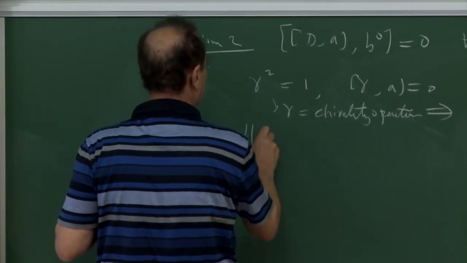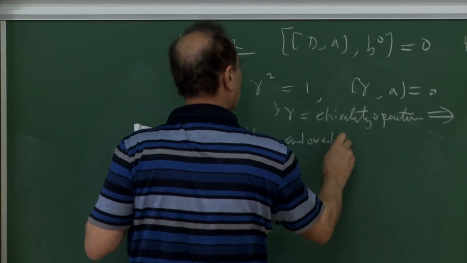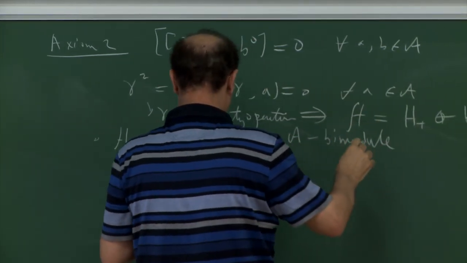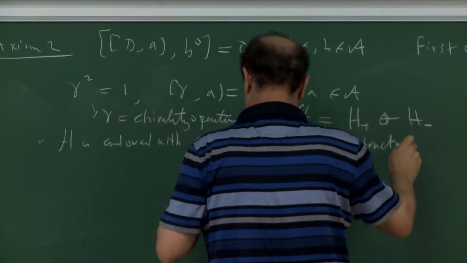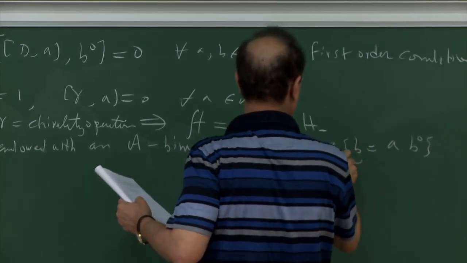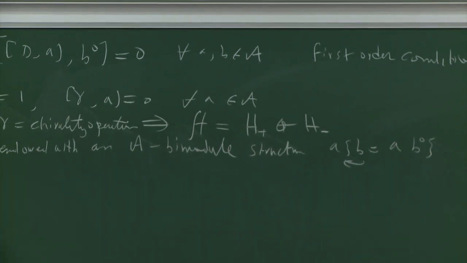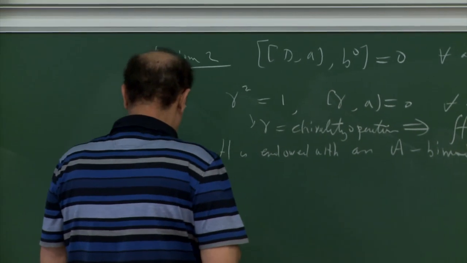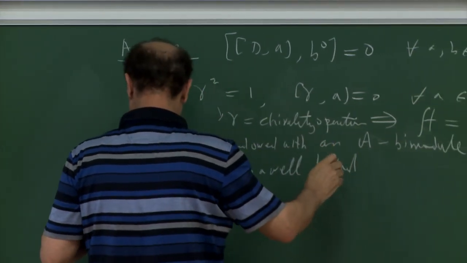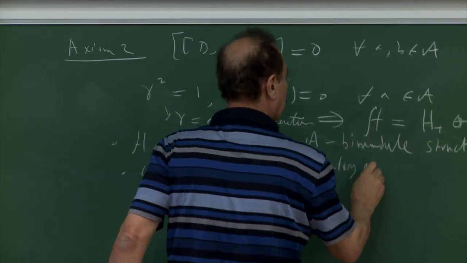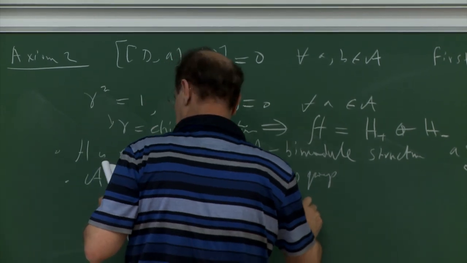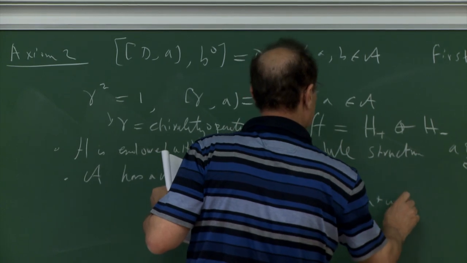Now, we do assume that H is endowed with an A bimodule structure, such that xi b is b opposite. This tells me exactly where to put the opposite element when I transpose it. Okay, A has a well-defined unitary group, where u is an element of A and u u star is equal to u star u as well.